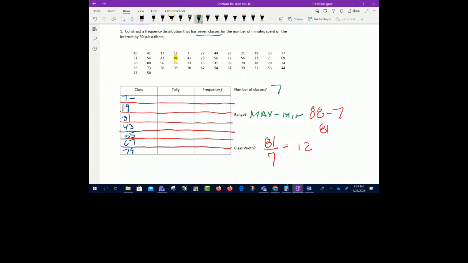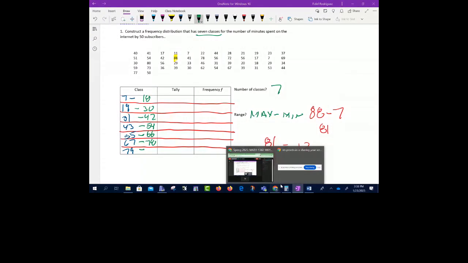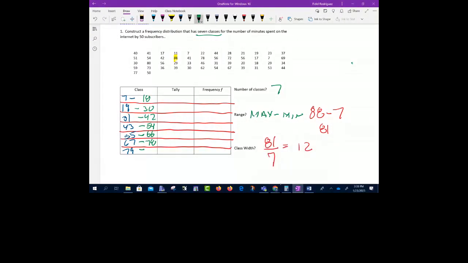All right. Anybody know what my upper limits are going to be? What's this one going to be right here? 18, right? And then this one is going to be 30. And this one, 42. Excellent. And this one, 54, 66, 78. And if we add 12, anybody know what 78 plus 12 is? 90. Awesome. Very good.